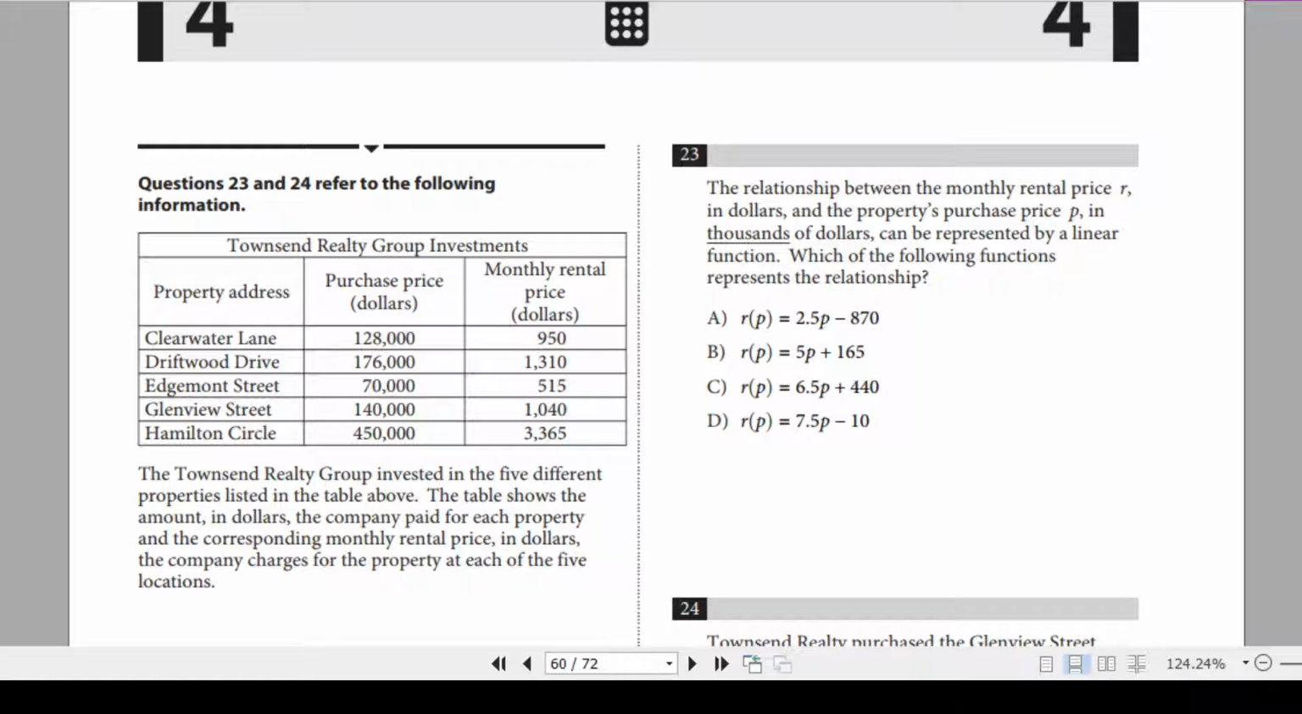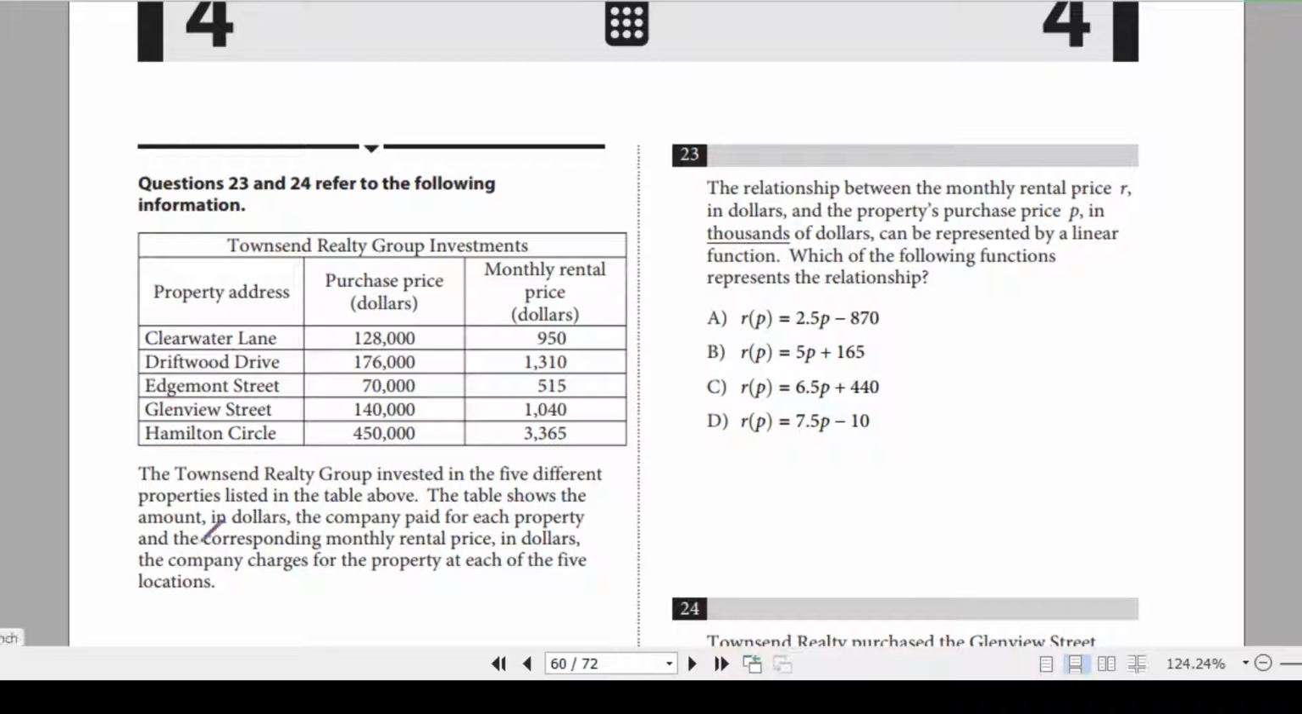Question 23 to 24. Okay, this is a table, and let's see what it states. The Townsend Realty Group invested in the five different properties listed in the table above.